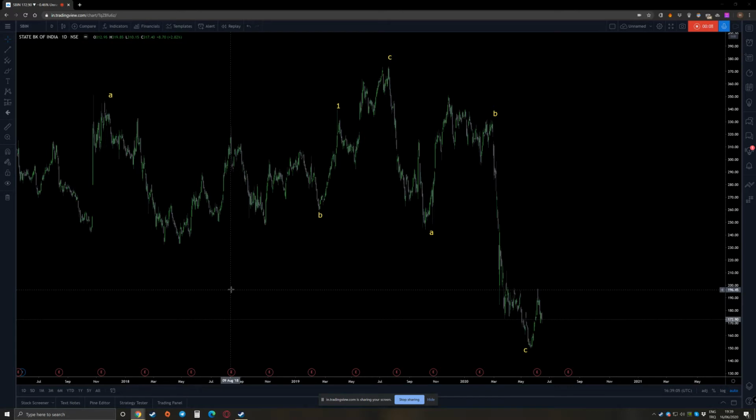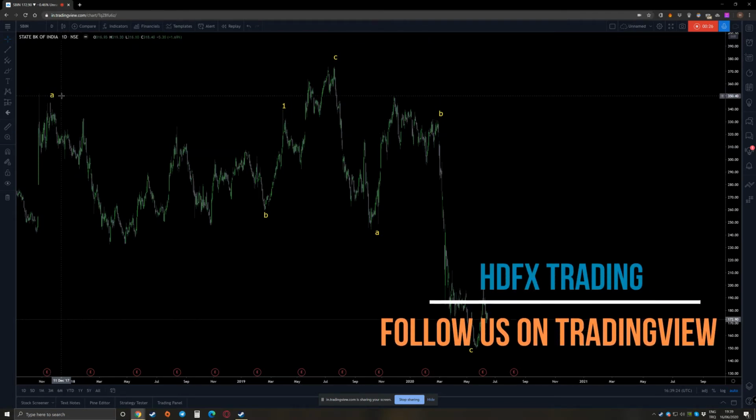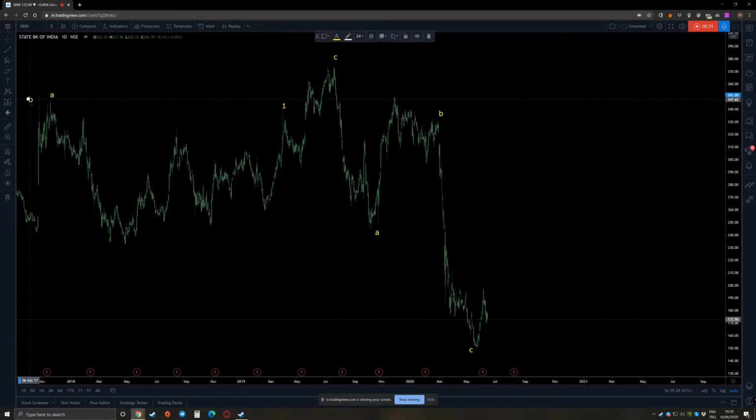So I want to do this Elliott wave analysis of State Bank of India. Now in this Elliott method, I want to show you what I actually think about this current situation on the daily chart. Now we had a wave A here. Then it means that on the same degree after this wave A, we need a wave B, from here to here, same degree.